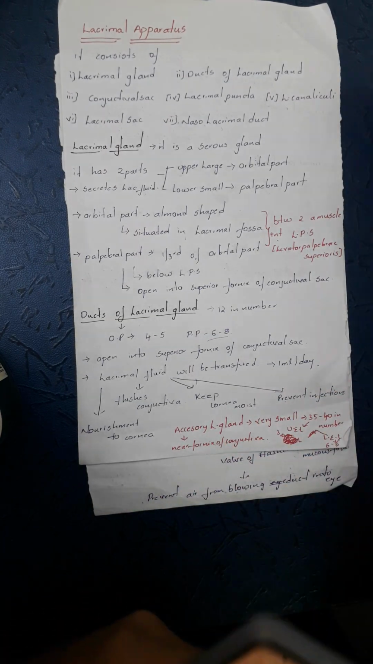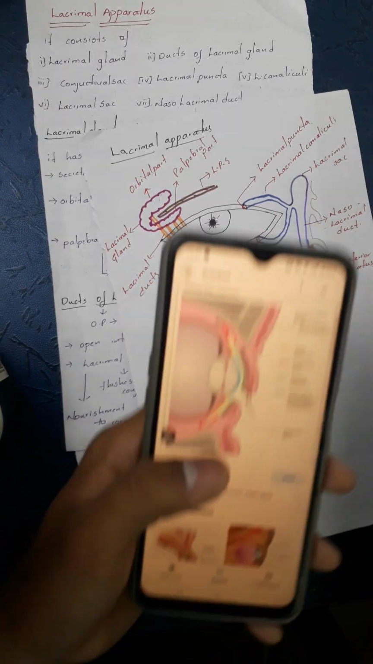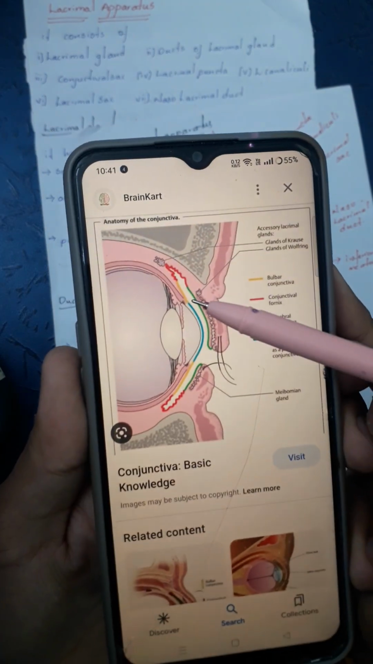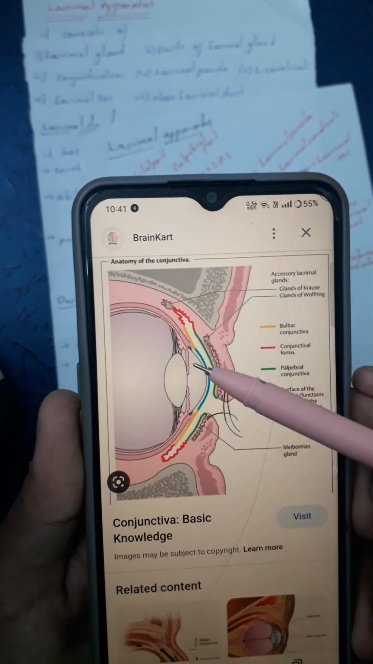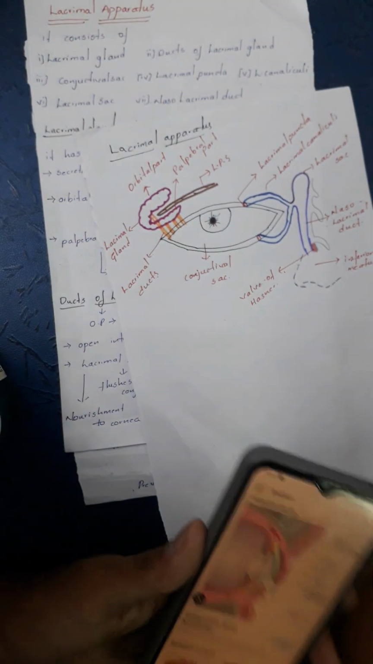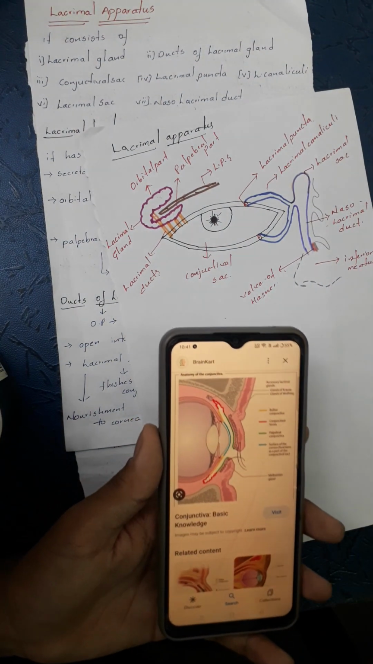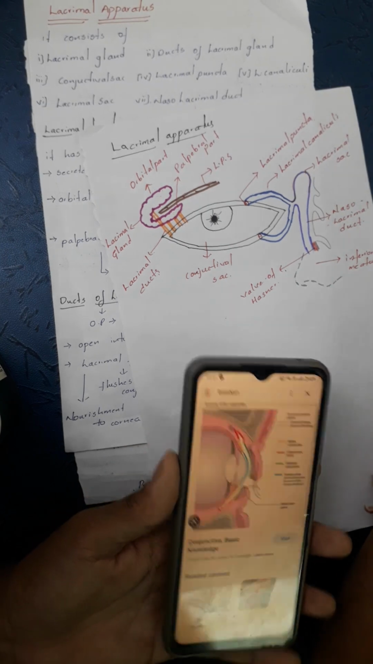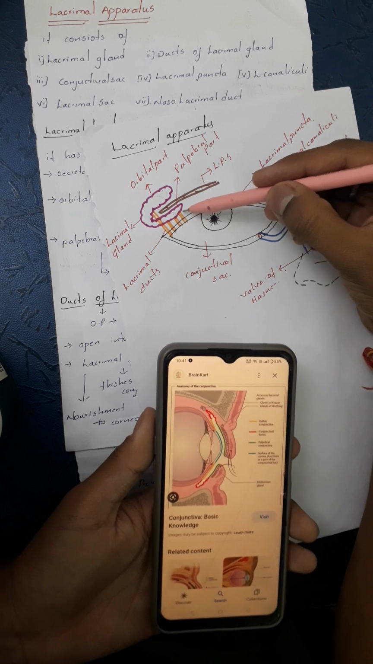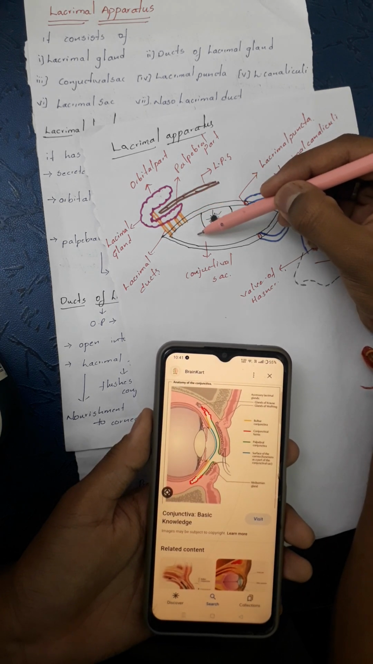As you can see, this is the conjunctival sac. This green one is the palpebral conjunctiva and this yellow one is the bulbar conjunctiva. Actually we have two conjunctivas, the bulbar conjunctiva and the palpebral conjunctiva. The potential space between these two is known as the conjunctival sac. The lacrimal fluid from the ducts of the lacrimal gland opens into the conjunctival sac.